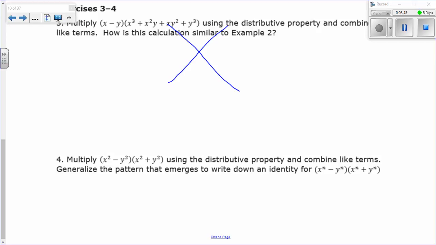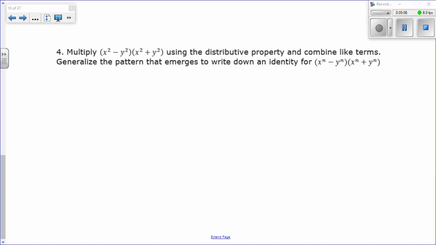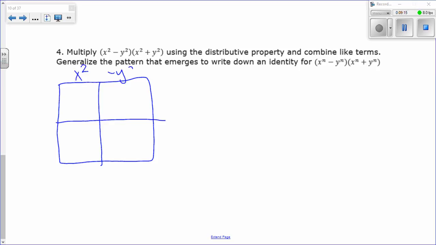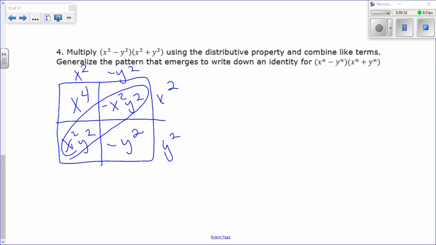So multiply x squared minus y squared times x squared plus y squared using the distributive property and combine like terms. Generalize the pattern that emerges to write down an identity for x to the n minus y to the n times x to the n plus y to the n. So let's make a box here and put x squared minus y squared and then x squared plus y squared. And when I do this, I have x to the 4th, then minus x squared y squared. Here I will have positive x squared y squared, and here I'll have negative y squared times y squared. So on my diagonal, that gives me a 0 x squared y squared. This is x to the 4th, and this one is negative y to the 4th. So my answer is x to the 4th minus y to the 4th.